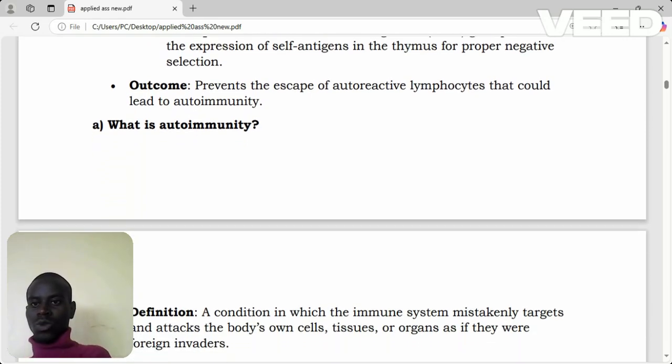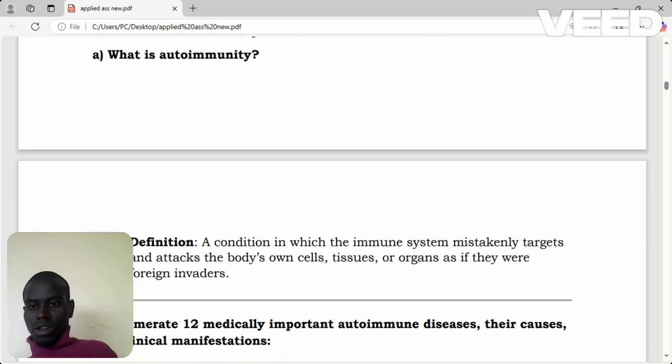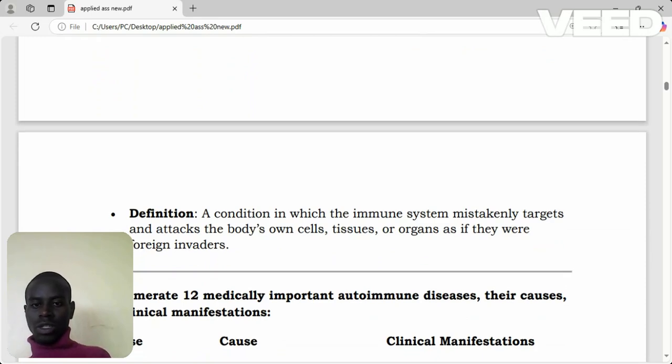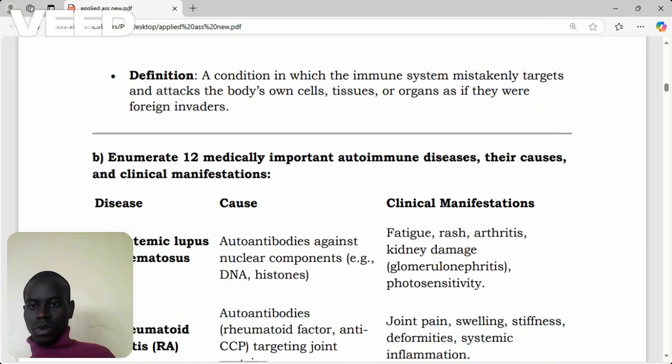You have to understand also what autoimmunity is. By definition, autoimmunity is the condition in which the immune system mistakenly targets and attacks the body's own cells, tissues, or organs as if they were foreign invaders. Here we are going to see 12 medically important autoimmune diseases, their causes and clinical manifestations.